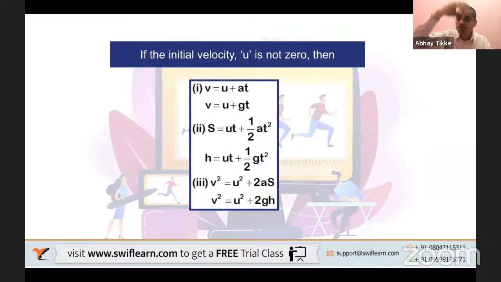That means it is not falling from initial velocity, that is at rest, right? Yes, Varsha, hi, happy to see you, welcome to Swiflearn, right?